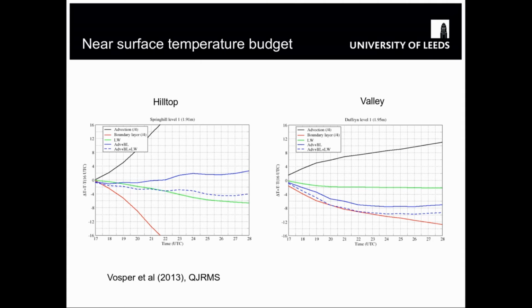Within the valley, we see a slightly different picture. Again, the advection and the boundary layer terms are large and largely cancel out. The radiative cooling does play a role, but it's the imbalance between the advection and the boundary layer term that leads to most of the cooling. So there are different processes going on within the valley and at the hilltop. But perhaps the surprising thing is the advection. The transport down the valley, the drainage flow, is actually warming the flow locally, and it's the mixing that's leading to the cooling.